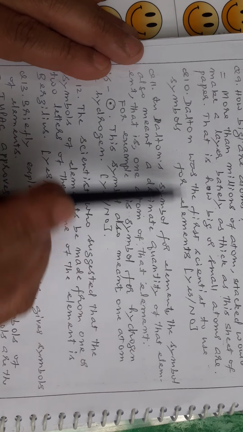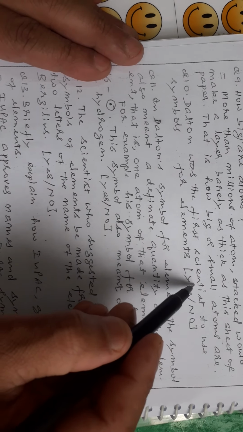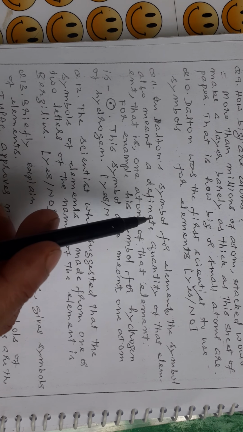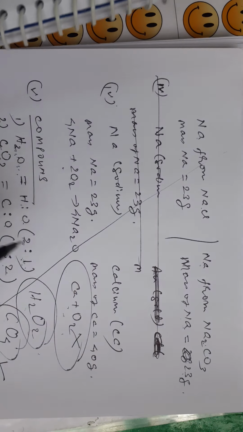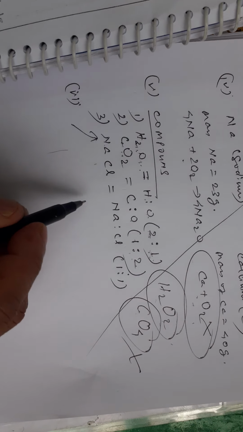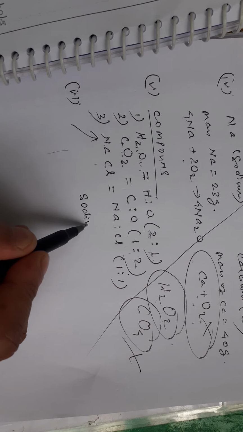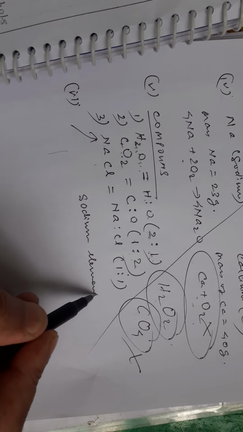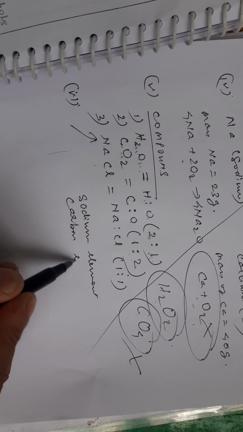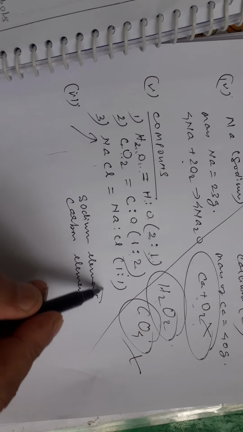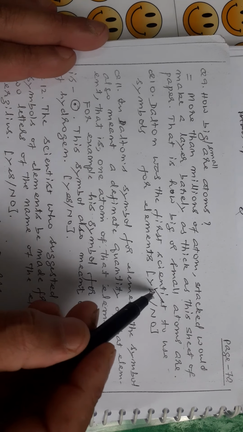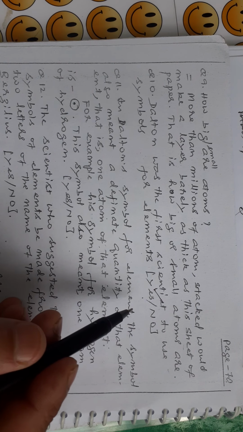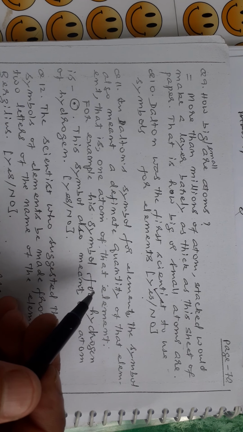Number 10. Dalton was the first scientist to use symbols for elements. Yes. Before Dalton, elements were known by their full name. Scientists were writing sodium element, carbon element. So it took a long time and it was a long process. But Dalton was the one to use symbols. Symbol means short form. He was the first scientist to give it. Because of him, today we are able to write elements in symbolic form, which is simpler.